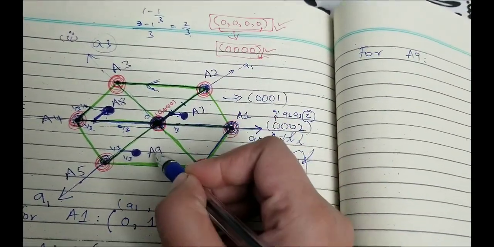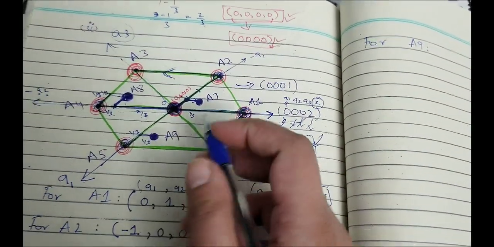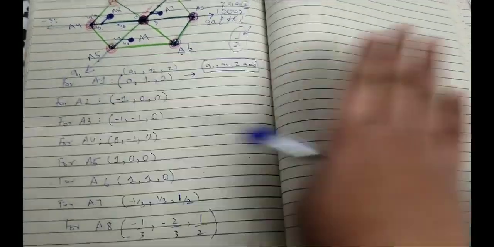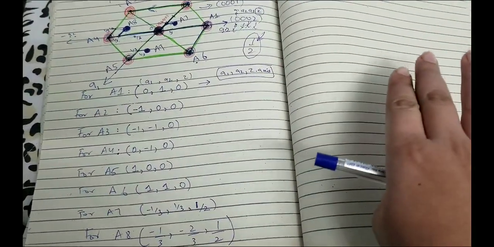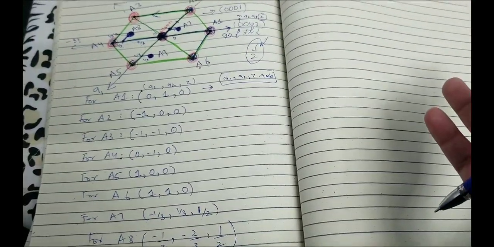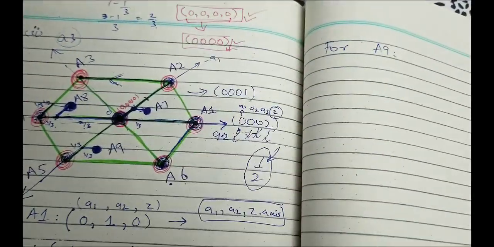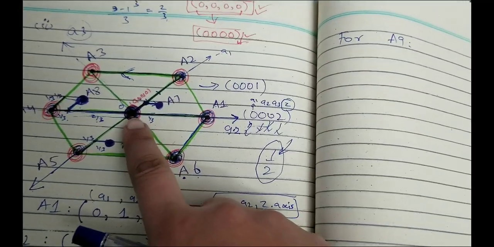So yeah, this is the A9 atom, the last atom. Its position in 3D coordinates we are finding out, and then we have to convert it into the 4-digit coordinates. Okay, because in HCP we usually use the 4D coordinates.